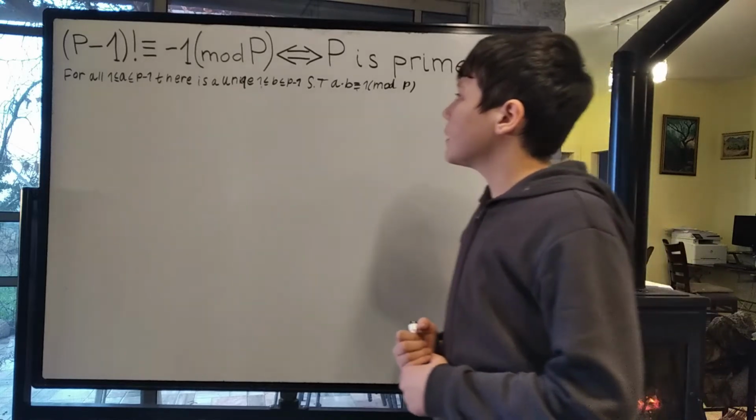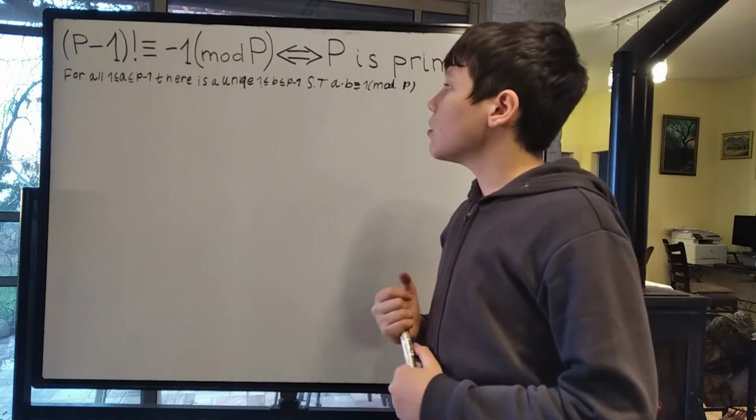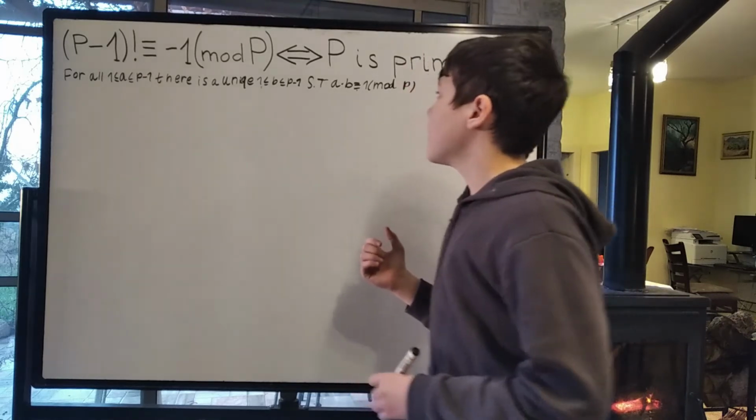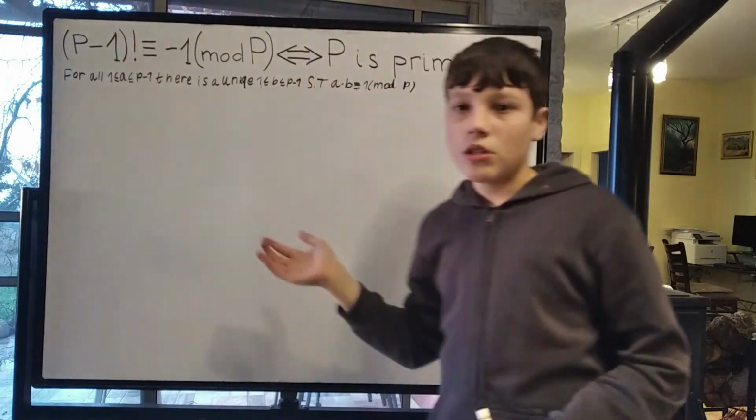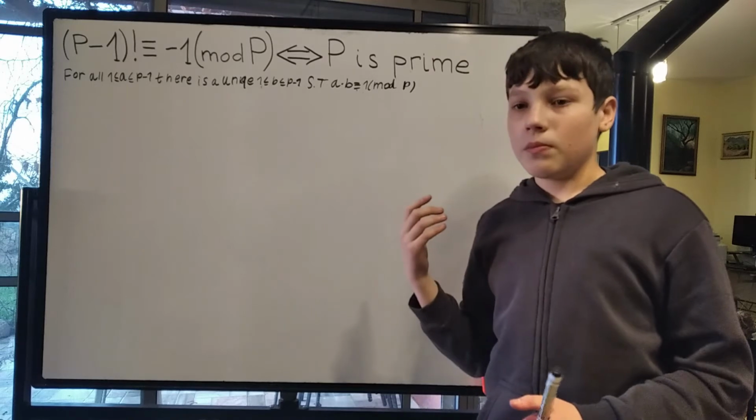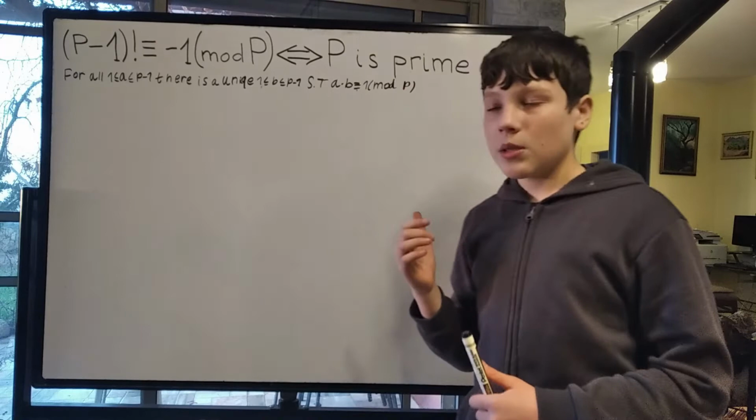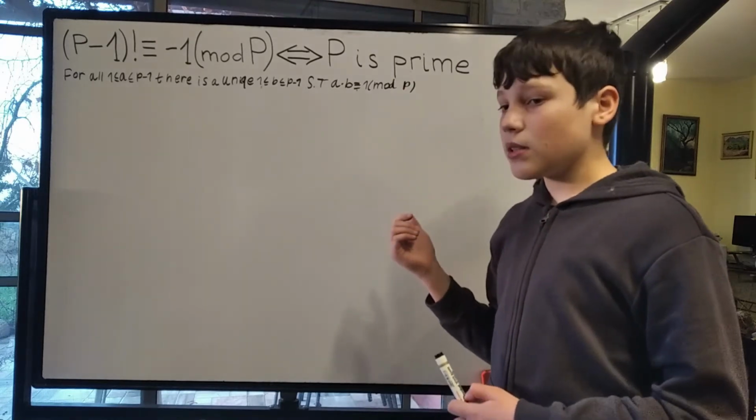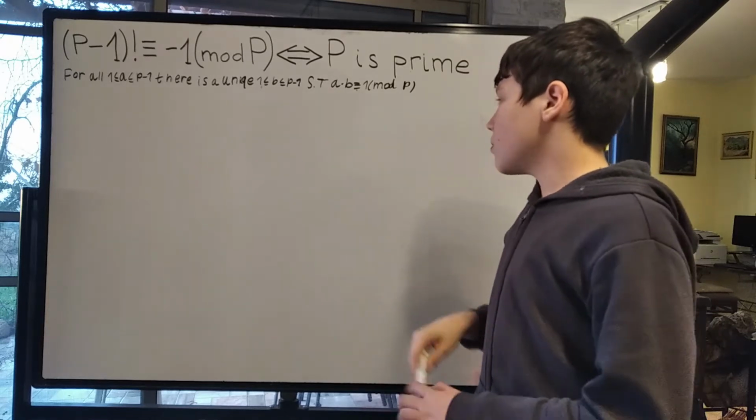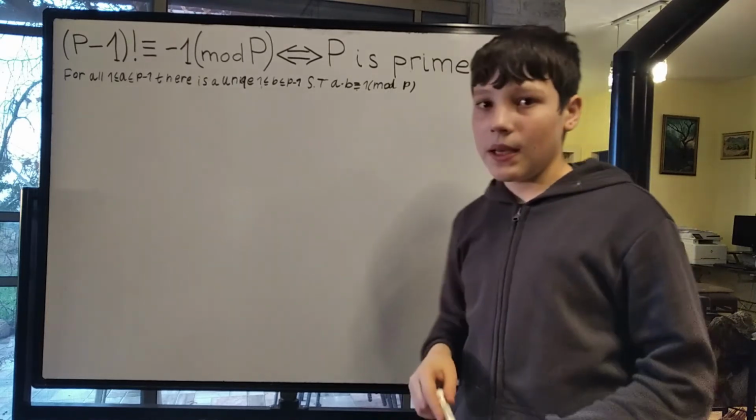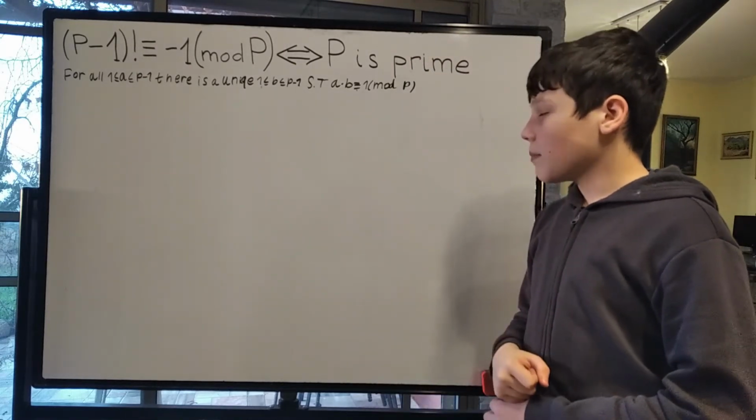Now, let's see. Our strategy will be to take every number in the multiplication of P minus 1 factorial, so 1 times 2 all the way on to P minus 1, and multiply it by its own inverse mod P, which is what we found. So B is the inverse of A mod P. Because of this, A times B is congruent to 1 mod P.